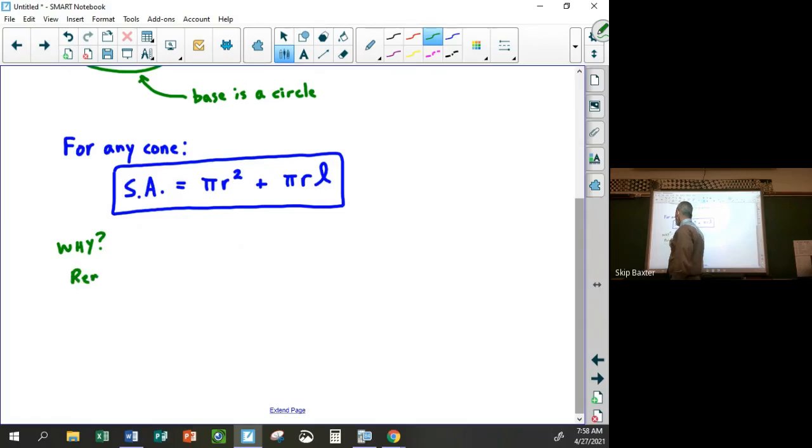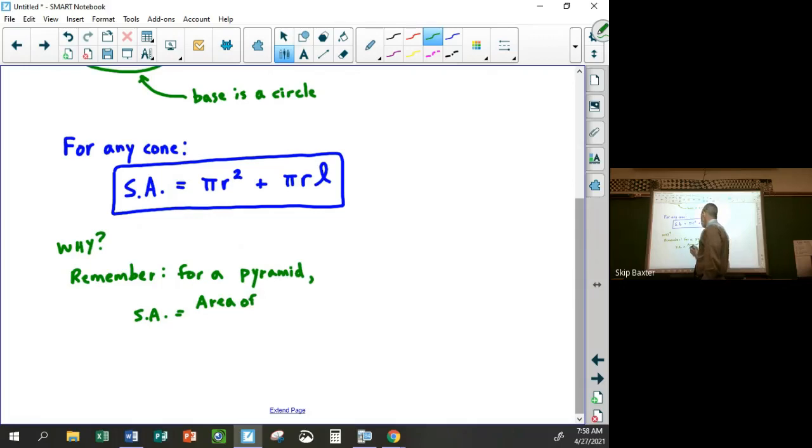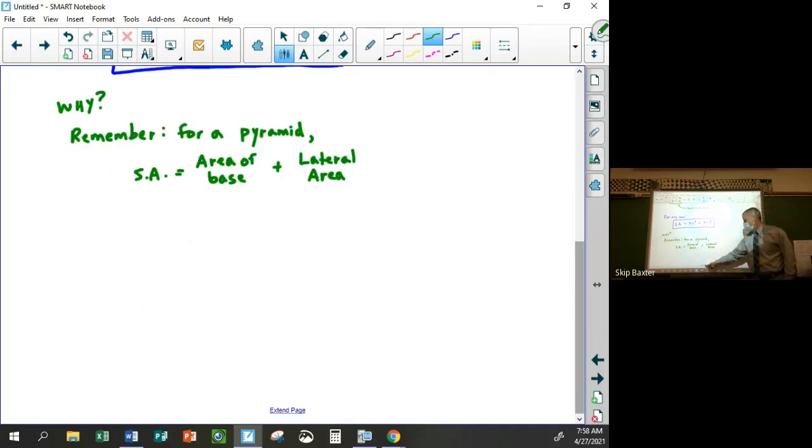So remember, first of all, for a pyramid, the surface area is the area of the base plus the lateral area. Remember, that's just the word that we have for sidewalls. So the area of the base depends on what shape the base has, but it's usually a regular polygon of some sort, so you just add up a bunch of triangles. The lateral area, you can consider to be the following formula. It's really n times 1/2 s times L.